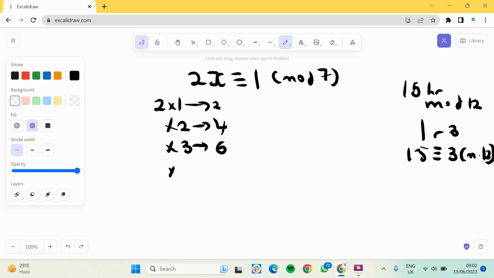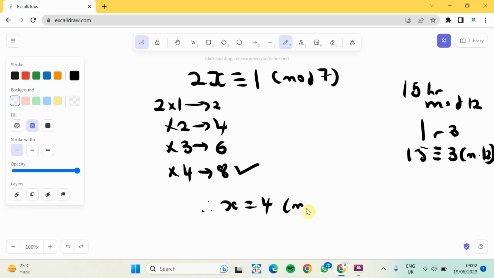If I do times 4, that will give me what? 8. If I do 8 divided by 7, that will be 1 with a remainder of 1. So have I gotten the value that I need? Yes, I have. So the multiple of 2 that I've been looking for, that if I divide by 7 will give me a remainder of 1, is actually 4. So therefore, my x is equal to 4.